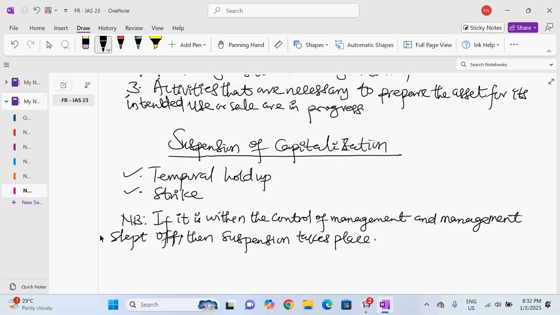When you build up to a certain point and you do your flowing of the top, you need to allow it some period of time, say 1 week, to dry before you continue with the first floor. So if it's within management control and management slept over it, then suspension takes place.